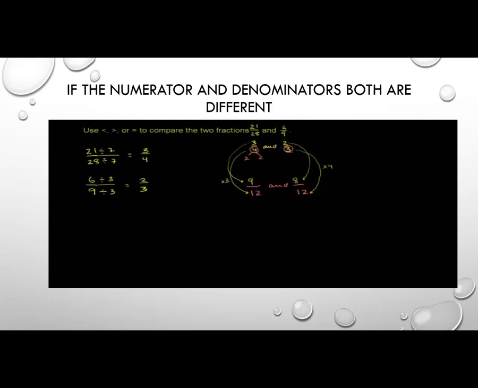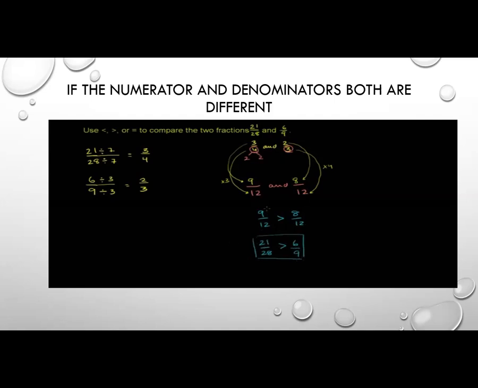We have 9/12 is clearly greater than 8/12. Or if you go back and you realize that 9/12 is the exact same thing as 21 over 28, you can say 21 over 28 is definitely greater than 6/9, and 8/12 is the same thing as 6/9. And we are done.